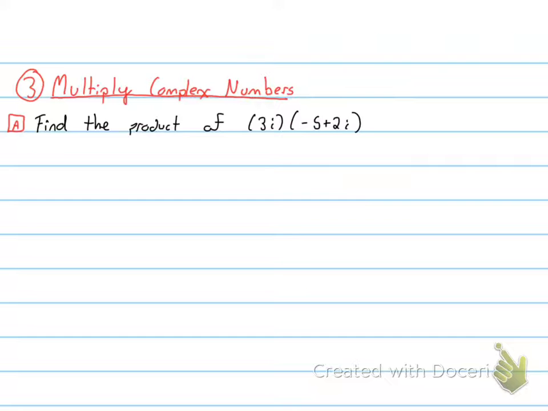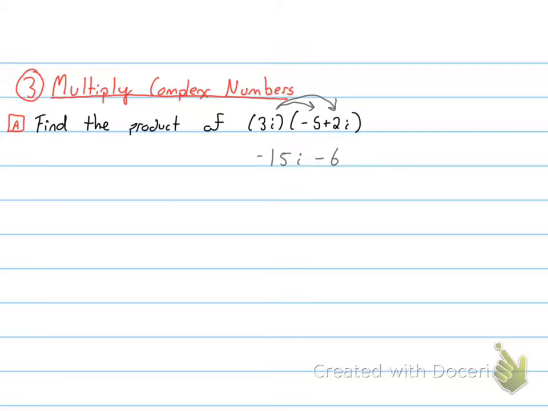Now let's work with multiplying complex numbers. Find the product of 3i times negative 5 plus 2i. What I'm going to do here is I'm just going to distribute. And now I have negative 15i plus 6i squared. And notice here when I get an i squared, it is equal to negative 1. So that's how I'm going to rewrite it.